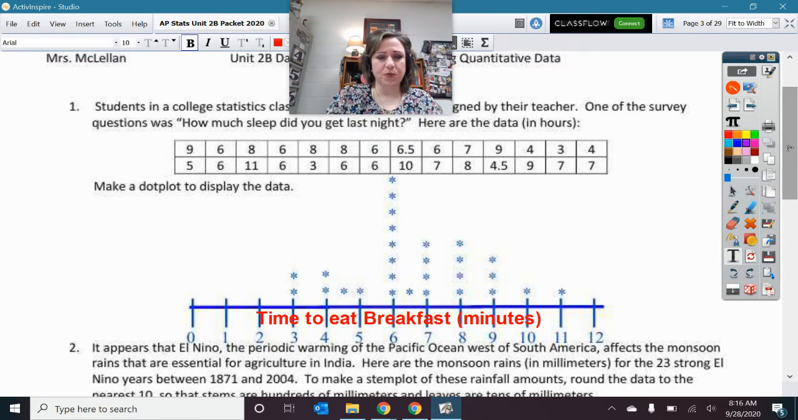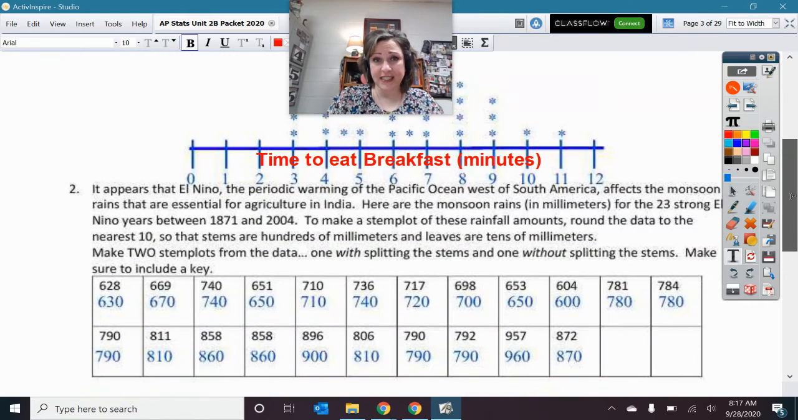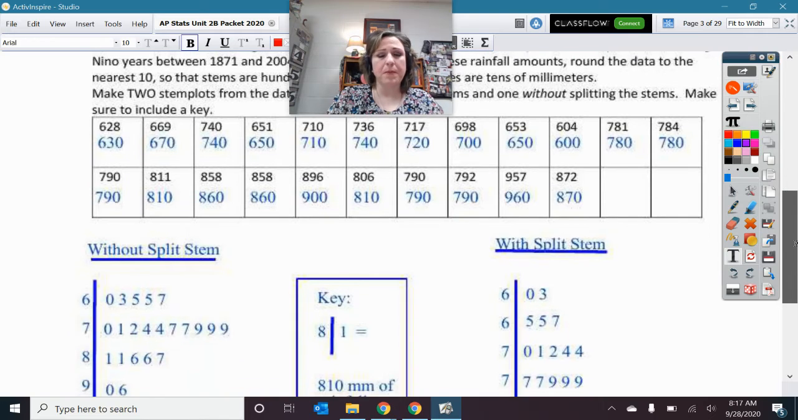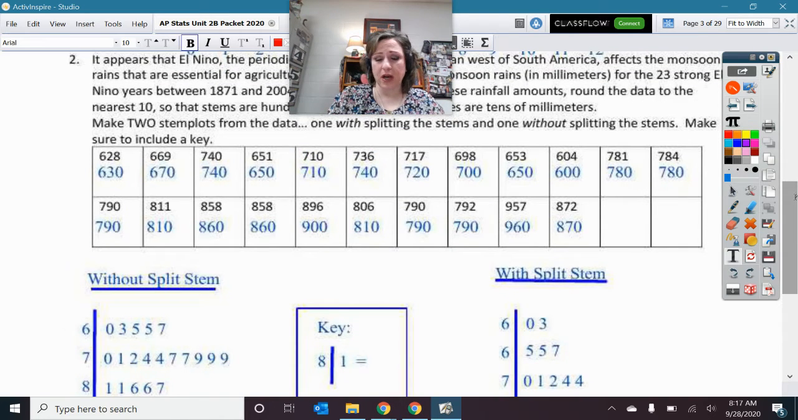All right, and then we just put a dot for each one of these pieces of data that fell on those amounts. So notice that we really can tell what each of the individual pieces of data are from this dot plot. Okay, and that happens most of the time with dot plots. All right, so this question asks you to do a couple of things.